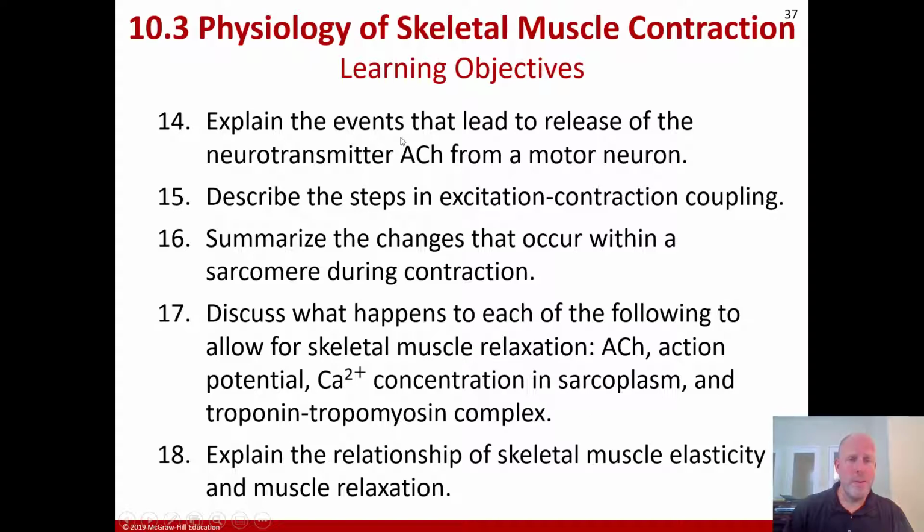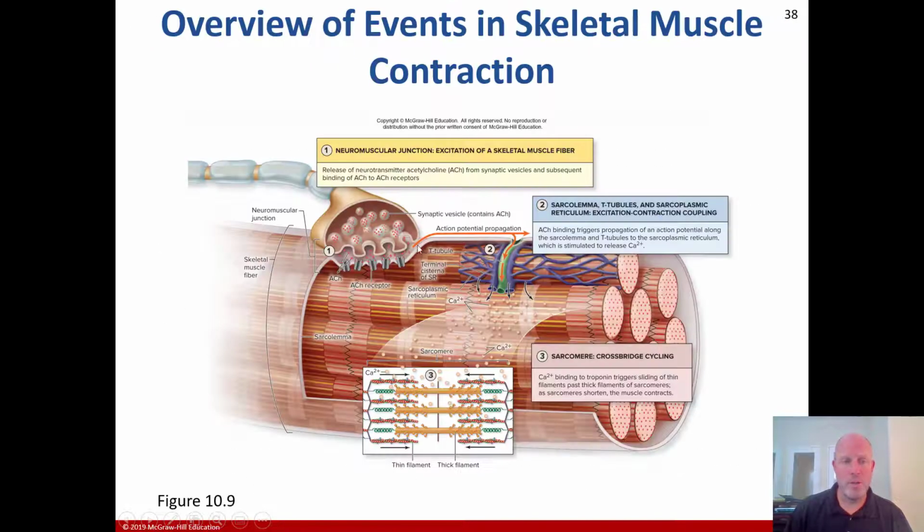For section 10.3, explain the events that lead to the release of the neurotransmitter acetylcholine from the motor neuron. Describe the steps in excitation-contraction coupling. Summarize the changes that occur within a sarcomere during contraction. Discuss what happens to each of the following to allow for skeletal muscle relaxation: acetylcholine, action potential, calcium concentration, sarcoplasm, and troponin-tropomyosin complex. Explain the relationship of skeletal muscle elasticity and muscle relaxation.